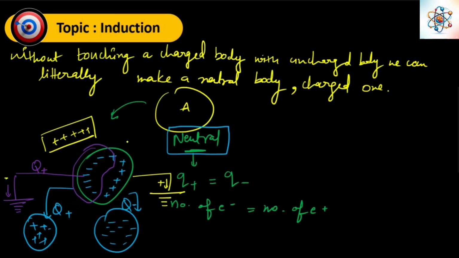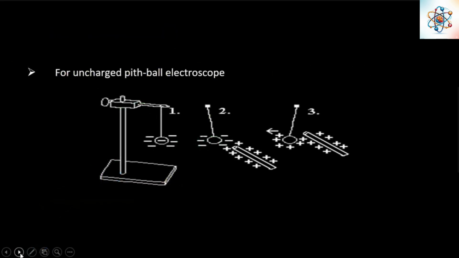So induction is a process by which we can make a neutral body a charged one by simply using the concept of earthing and bringing a positively or negatively charged rod close to it. So this is another way of making a body charged, that is, a method of charging. Now this is the example which is being used here to represent the situation. So you can see it, evaluate it, and if any doubt, you can ask me.